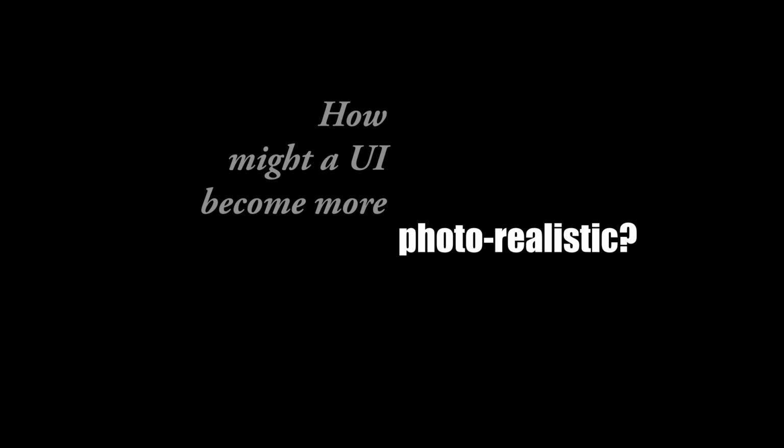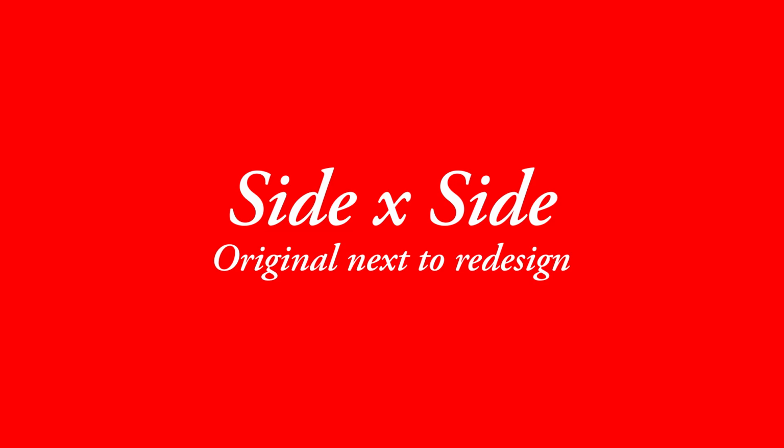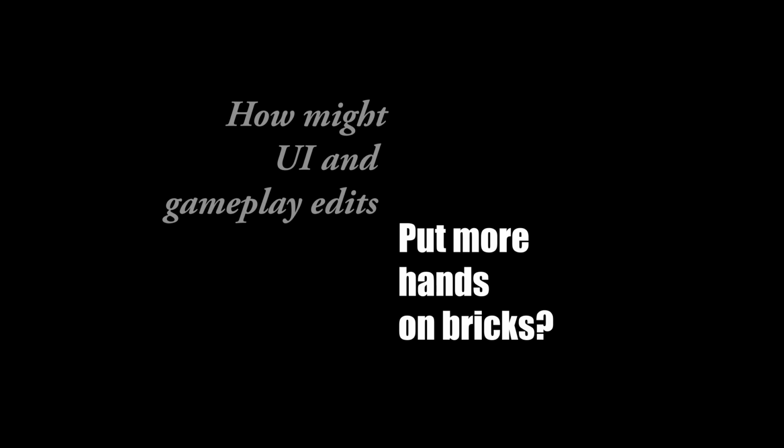The second is, how might a UI become more photorealistic? Replace the map page with images of the playsets. Replace the 4 textual gameplay option buttons with images emphasizing the difference in gameplay. And my last question is, how might UI and gameplay edits put more hands on bricks?